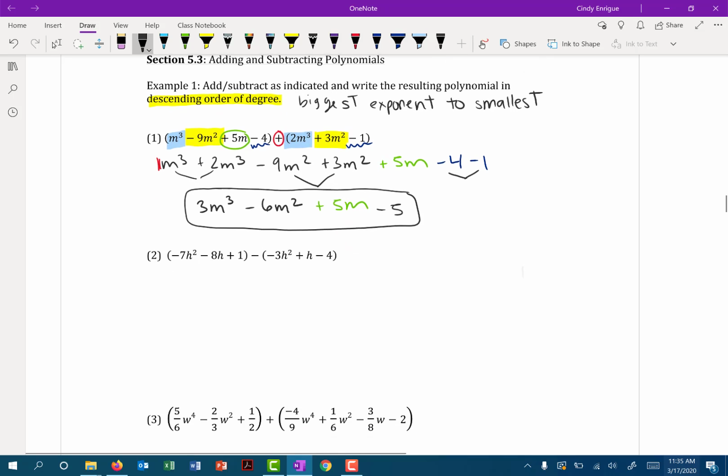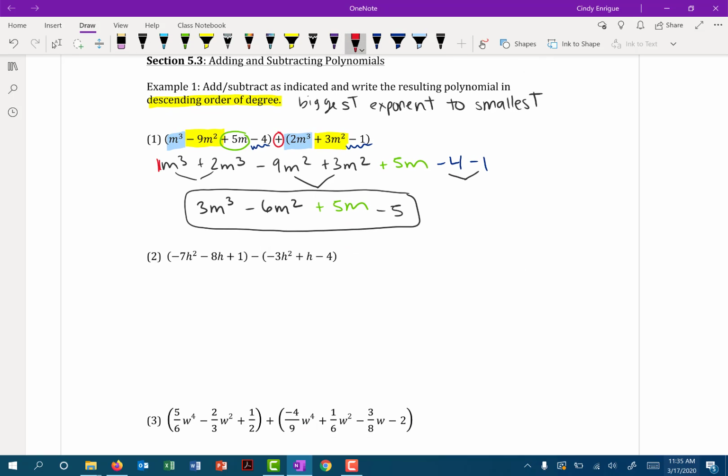Now for the next one, we have to be more careful. The reason is that now we have a subtraction, so I actually have to distribute that subtraction sign to everything before I can combine like terms. So I'm going to rewrite this. I have a negative 7h squared and negative 8h plus 1. And this is where I'm subtracting the entire term behind it, so it's going to be a positive 3h squared, a negative h, and a positive 4. Notice how all the signs on the inside changed, because that negative changes the sign.